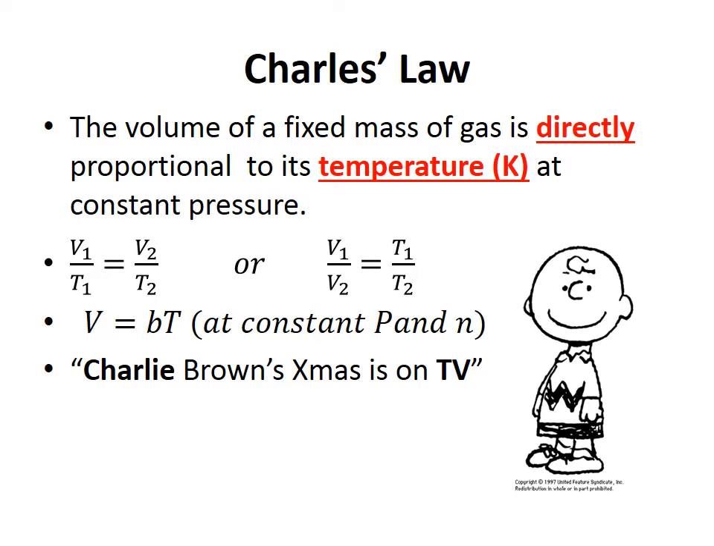Okay, so Charles's law describes the relationship between volume and temperature at a constant pressure. So you have a fixed mass of gas at constant pressure. Its volume is going to be directly proportional to its temperature. That means if we increase the temperature, the volume is going to increase. If we decrease the temperature, the volume is going to decrease.